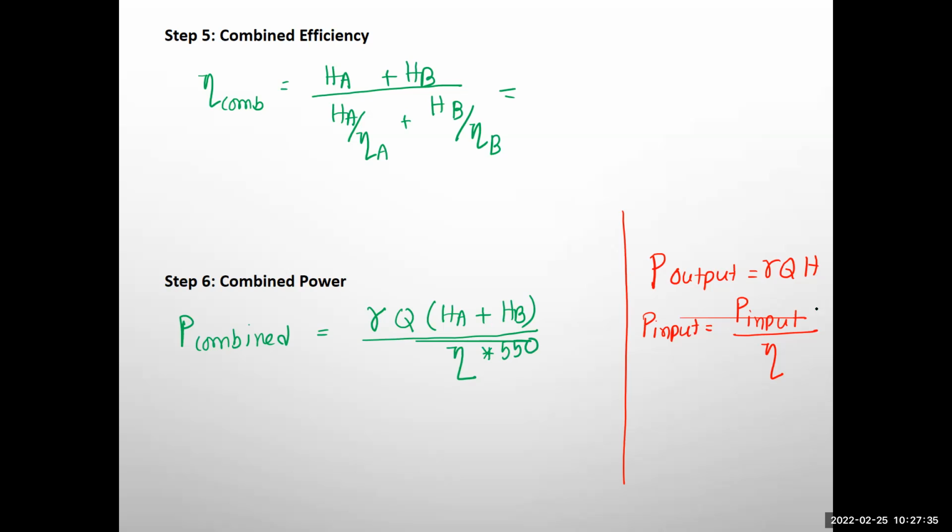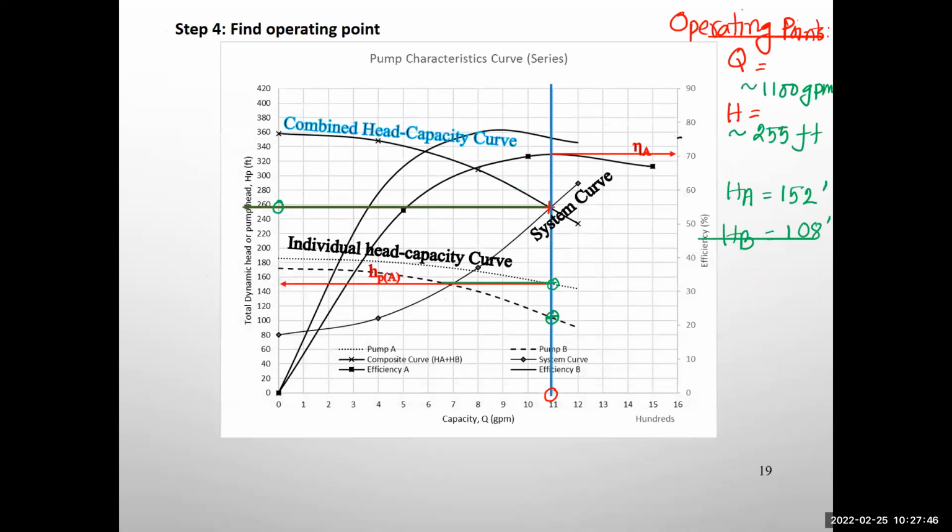Now you see, you need HA and HB, which we already have. What about efficiency A and efficiency B? We need to find that one also, right? So let's do that. What is the way to find the efficiency A and efficiency B?